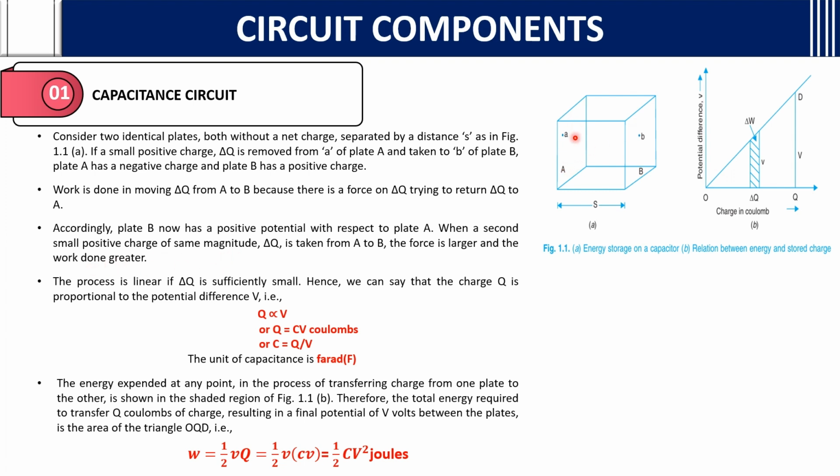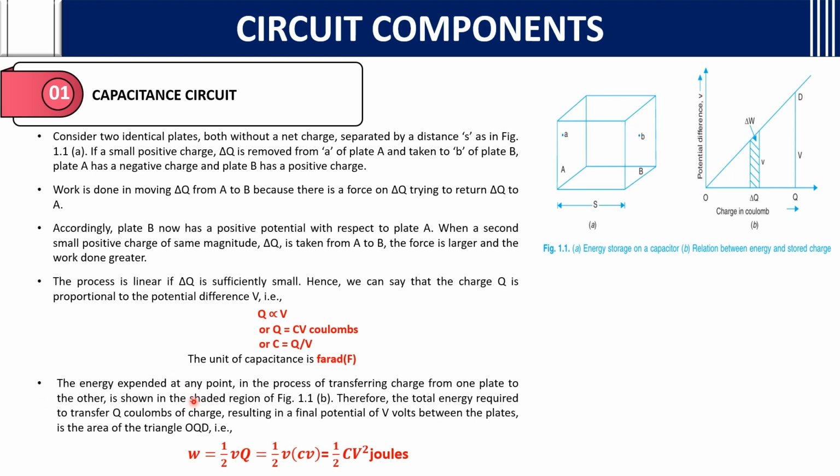If some more charge is taken from A to B, then what happens? Then the force is also larger and the work done is also greater. The process is linear if delta Q is sufficiently small. Hence, we can say that charge is proportional to potential difference V. Q is directly proportional to V. Q is charge, V is potential difference, Q equals CV. Here C is capacitance, C equals Q by V. The unit of capacitance is farad, F.